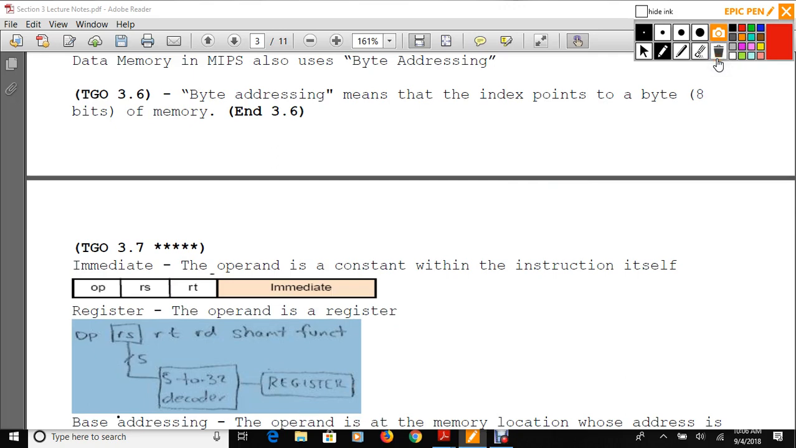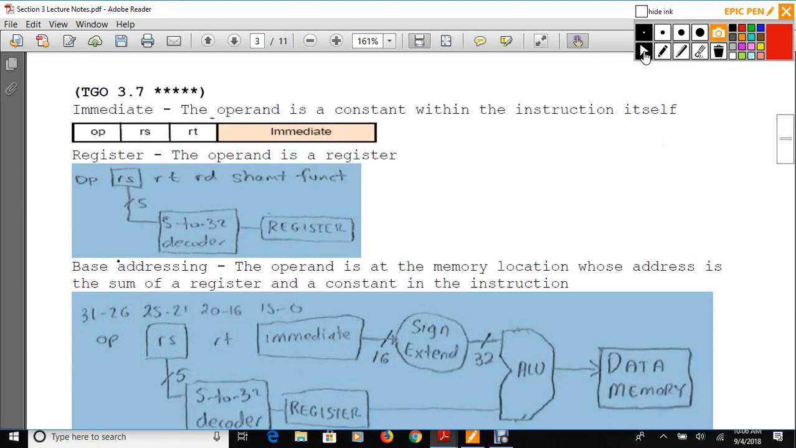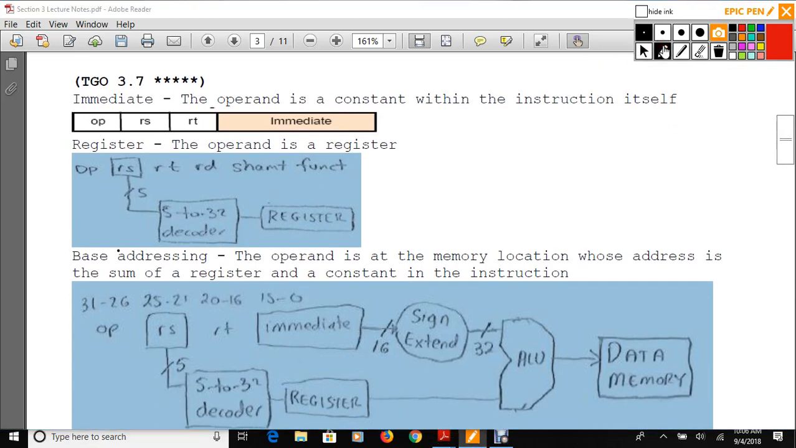So MIPS specifically uses something called byte addressing. So 3.7, and I know this is a long one, but I think this is really important because this covers all of the different types of memory addressing. And as you can tell, I consider that really important. So all the different types of memory addressing in an advanced digital system.